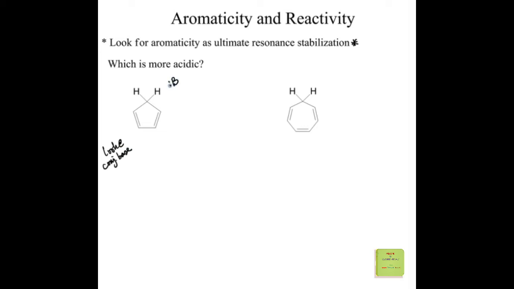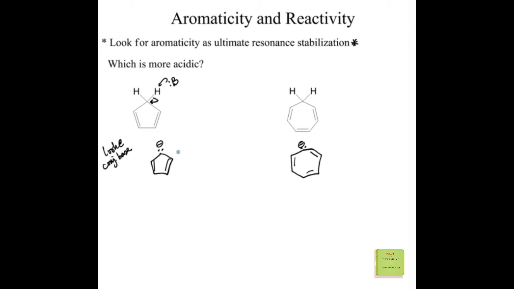In other words, let's imagine a base comes in here and grabs a proton from each of these. What does the conjugate base look like? You now have a lone pair and a negative charge where you used to have that proton. So we have this anion. Here we have a 7-membered ring. 2, 4, 6 pi bonds. So we have a 7-membered ring. We have this anion, this anion. So we compare conjugate bases, and then we ask which one is more stable.